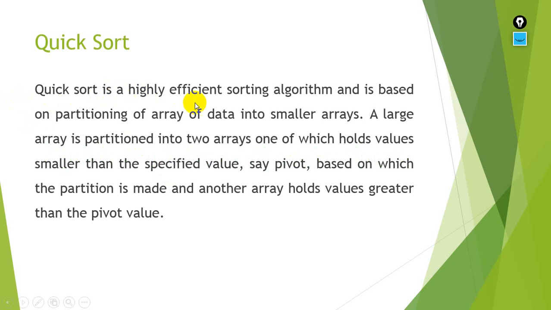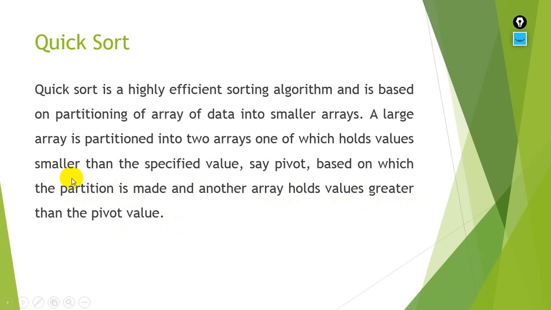So now here, what is a quicksort algorithm? Quicksort is a highly efficient sorting algorithm and is based on partitioning of an array of data into smaller arrays. A large array is partitioned into two arrays, one of which holds values smaller than the specified value, say pivot, based on which the partition is made, and another array holds values greater than the pivot value.